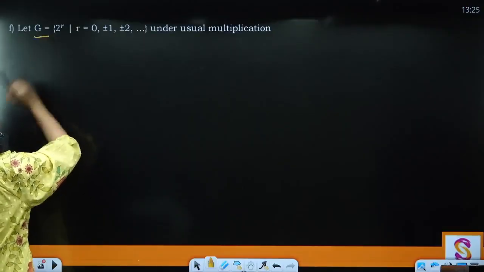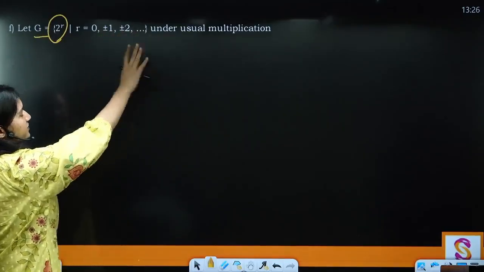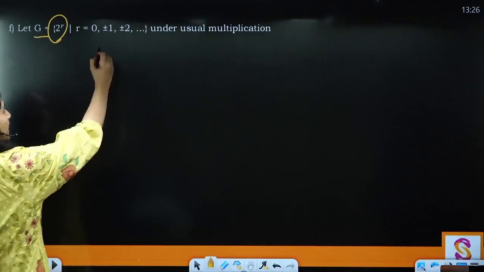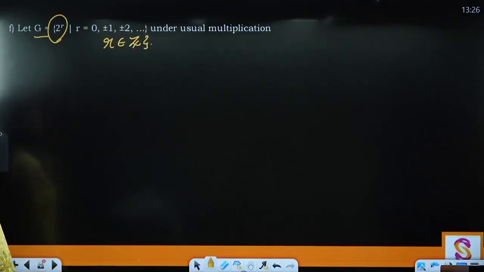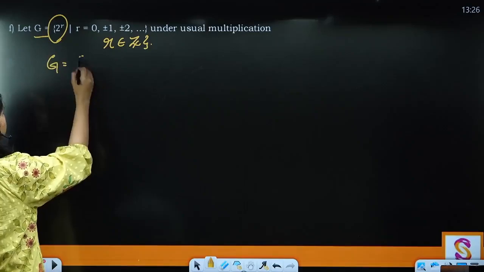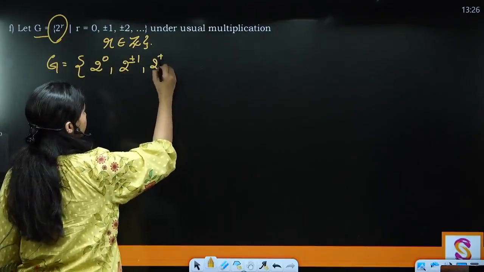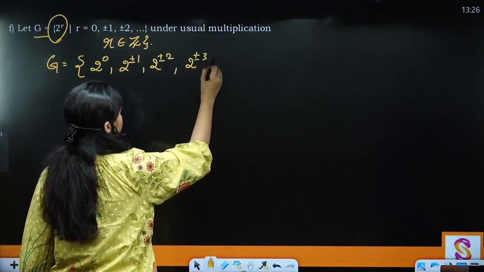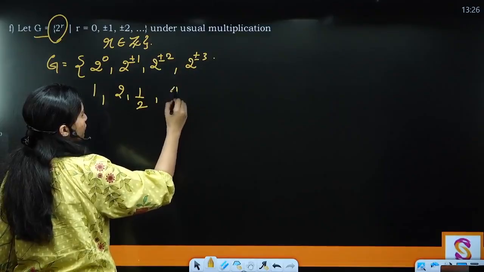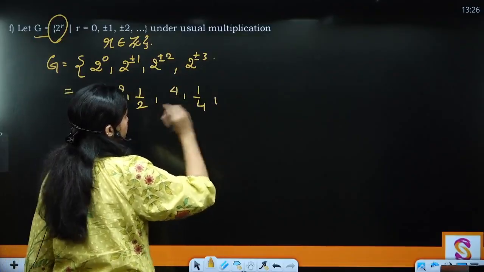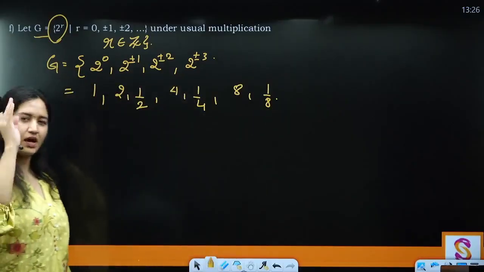So we have a set G where the elements are of the form 2 to the power R and R is 0, 1, 2, 3 and minus 1, minus 2, minus 3. That means basically R belongs to integers, right? And the elements are of the form 2 raised to the power R. So what is G going to look like? 2 raised to the power 0, then 2 raised to the power plus minus 1, 2 raised to the power plus minus 2, then 2 raised to the power plus minus 3. And what are these elements? This is 1, this is comma 1 by 2, this is 4 comma 1 by 4, then you have 8 comma 1 by 8, right? So these are the elements of the set.